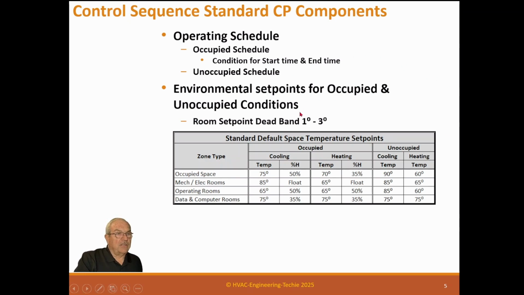So here's the standard Guideline 36 set points. An occupied space, cooling 75 at 50% relative humidity, heating 70 degrees at 35% humidity. Unoccupied, they say cooling 90 degrees and heating 60 degrees. I'm a little skeptical about 90. I don't like to go that high. I normally don't go below 85, 84, 85.